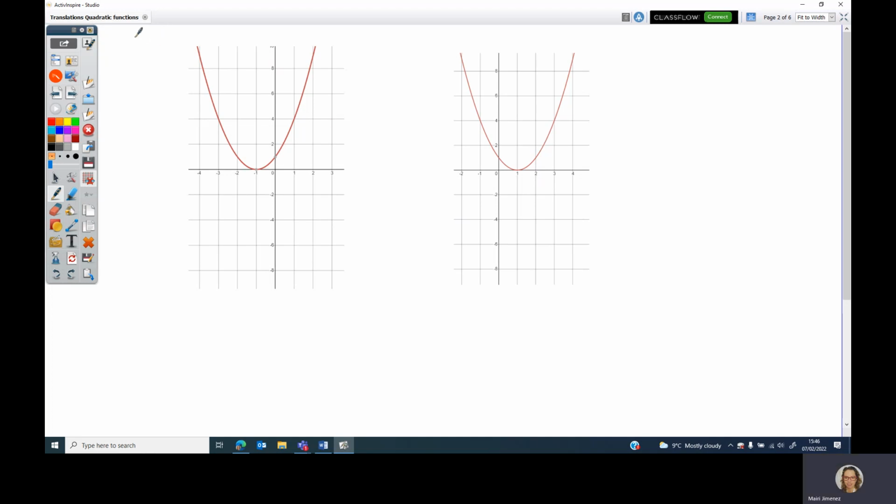These are translations. So what that means is the function has been moved left or right. So if we took y equals x squared, we've moved it one space left. So it's all been moved one box to the left. And now our turning point is here at the coordinate negative 1, 0. So it's gone along to negative 1 and it didn't go up. So negative 1, 0 is our minimum turning point.